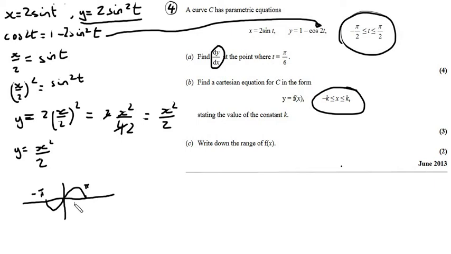So pi over 2 gives us a value of 1. And negative pi over 2 gives us a value of negative 1, for sine of pi over 2 and sine of negative pi over 2. But x equals 2 sine t, with t from negative pi over 2 to pi over 2.